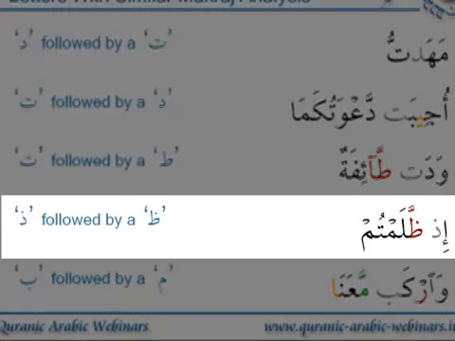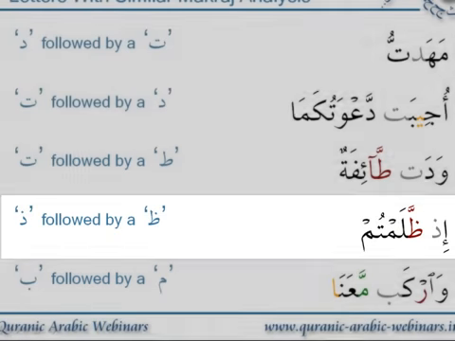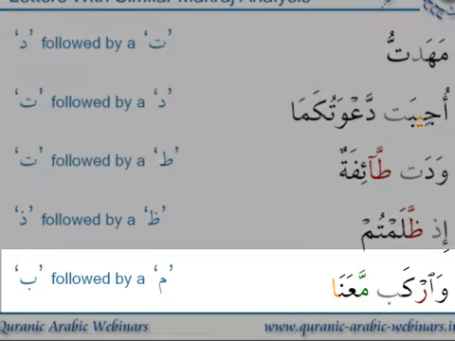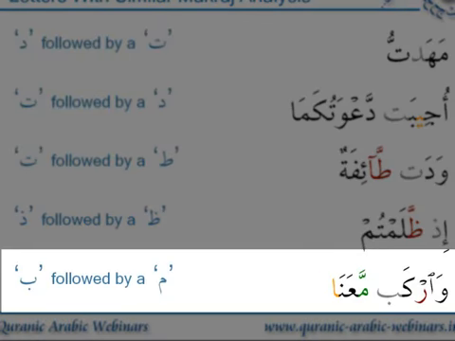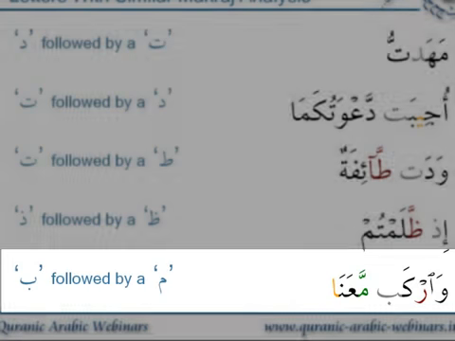Then we have the dhal followed by a dha. So here we have idha lamtum. Idha. So we ignore the dhal completely, join directly to the dha. Then we have the ba followed by a mim. So here we have war kam ma'na. So we ignore the ba, join the kaf directly to the mim. So kamma.